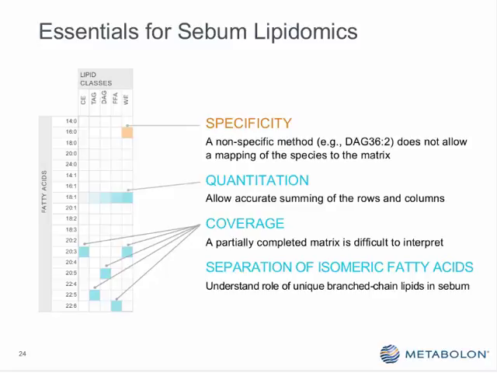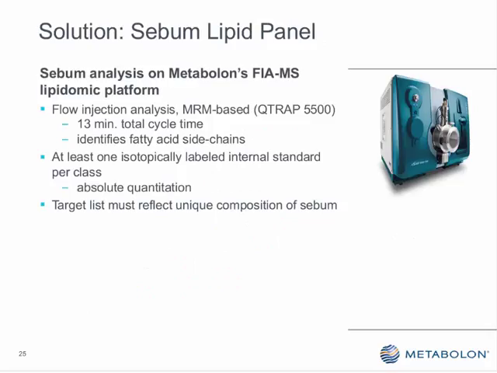Secondly, the method has to be quantitative, because without good quantitation, the ability to sum those cells either across rows or down columns or any combination of those things disappears. You also have to have sufficient coverage. If you don't have enough of those cells filled in, then your ability to actually power any sort of study is lost. And for sebum specifically, there's an additional requirement that you need to have a way to deal with those isomeric fatty acids, those iso versus anti-iso, as well as the sapienic acid and other positional isomers. So how do we go about solving all of these problems?